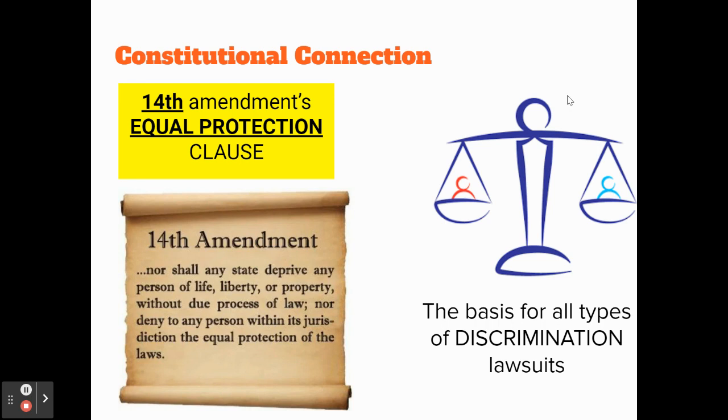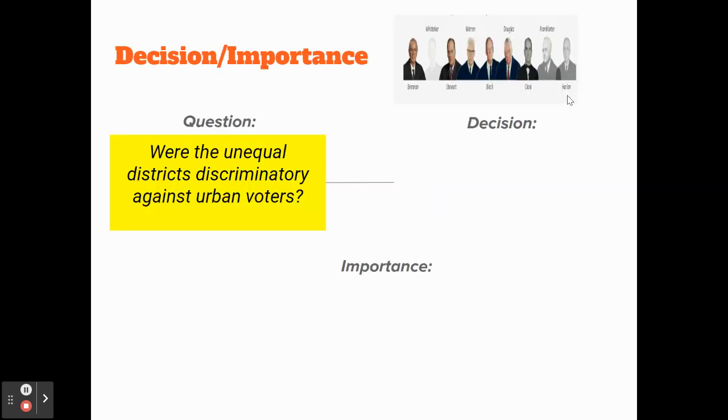And in this particular situation, Baker, this resident of Tennessee, resident of Memphis, was arguing that he was being discriminated against because there were so many more people living in his district, yet they had the same amount of representation as a smaller rural district. That the people living in the rural districts, that their vote was kind of worth more than his. So the issue that the Supreme Court has to decide is whether or not these unequal population districts are discriminatory against urban voters. And the Supreme Court's decision is 6-3 yes, right? So basically tells Tennessee that you're not doing this correctly.